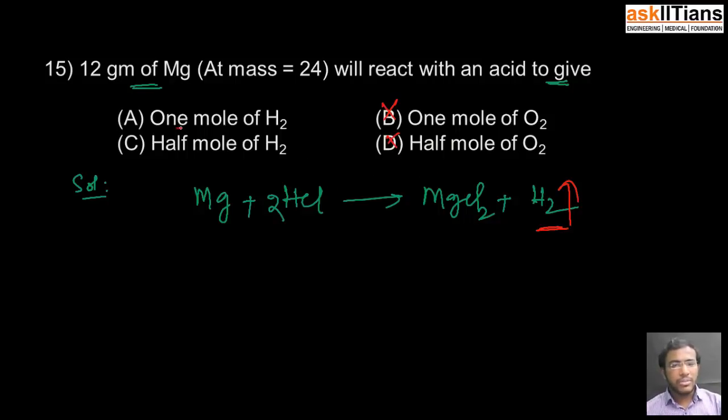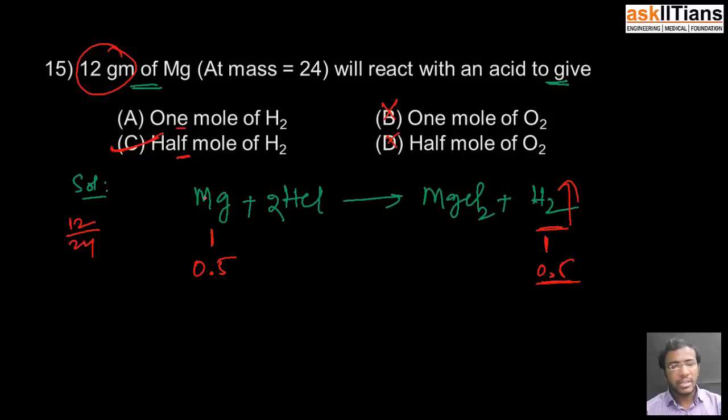The question is whether we get 1 mole or half mole. There's a competition between A and C. We have taken 12 grams. 1 mole of magnesium will give you 1 mole of hydrogen gas. 12 grams of magnesium is how many moles? It is 12 by 24, that is half mole. So 0.5 mole will give you 0.5 moles of hydrogen.